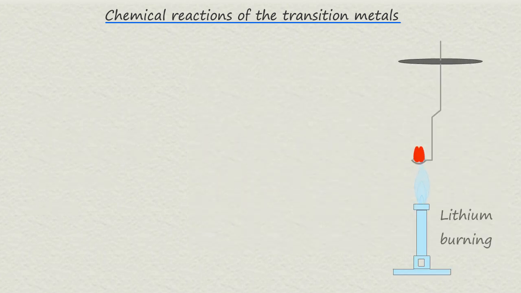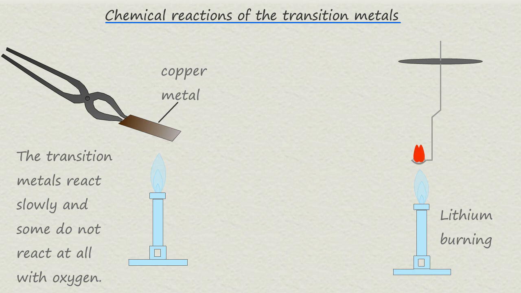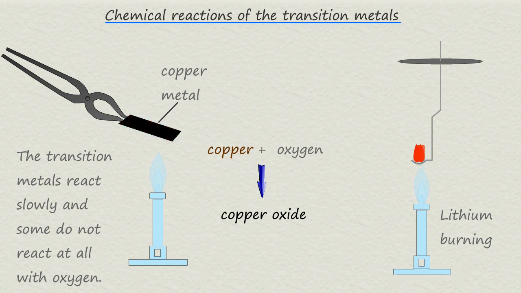And when heated on a burning spoon, the alkali metals all react violently. The transition metals, on the other hand, react only slowly or not at all with oxygen unless they are heated strongly. Copper metal, for example, when heated in a Bunsen flame, simply changes colour as it is oxidised to black copper oxide. No flame is seen in this reaction. Other transition metals, such as platinum and gold, simply do not react with oxygen at all.